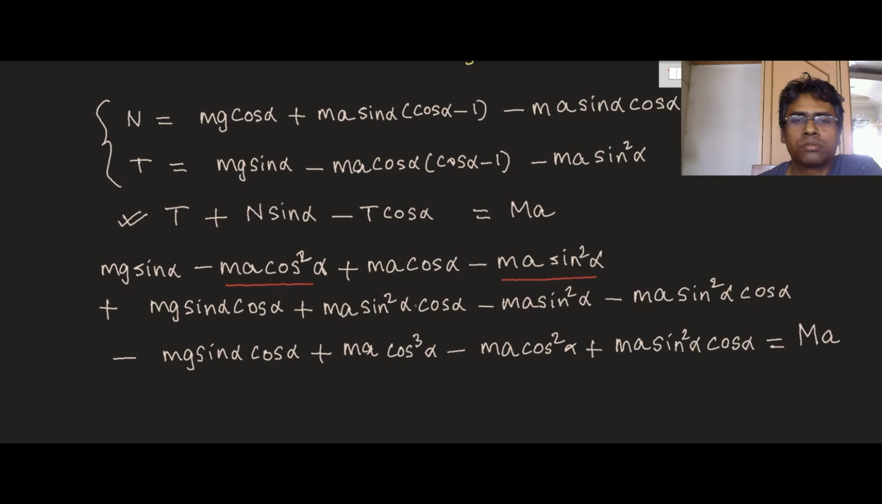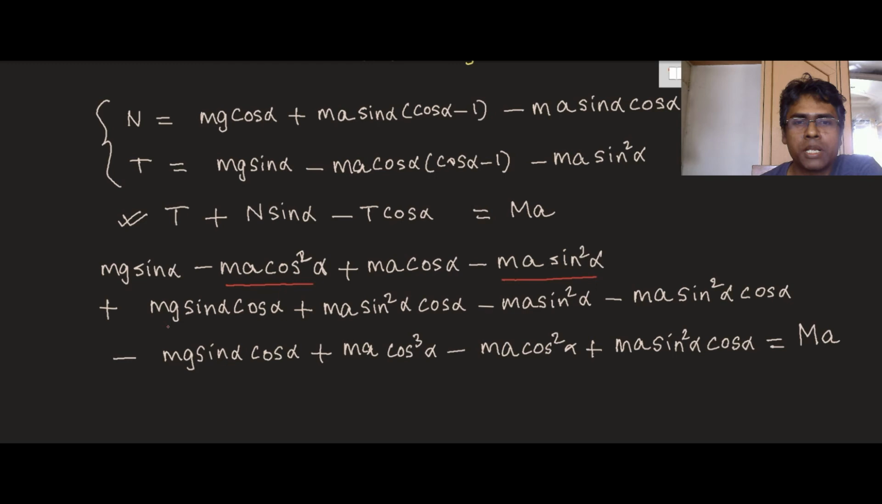So now let's look at mg sine alpha cos alpha and then mg sine alpha cos alpha. I think these two we can cancel them out. Okay, so they're done.